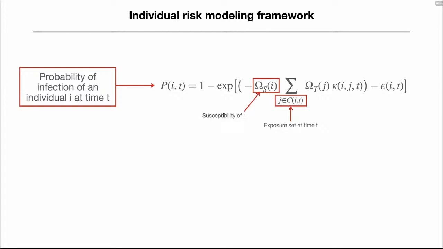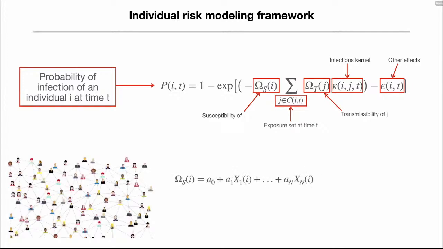We need some way of modeling the susceptibility of that individual, as well as the transmissibility of all the infected individuals that person came in contact with at time t. And then we have other parts of this model, such as an infectious kernel that might depend on the distance, how long the two individuals are in contact, and some other terms that take into account factors that are not dependent on the interactions. We want to do this for all the individuals in the population, and we can model this in different ways using this transmissibility and susceptibility function.